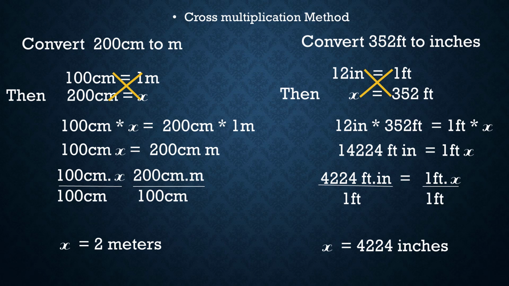After the multiplication, we have 4,224 feet slash inches equals 1 foot x. We can't have numbers and variables all together, so to get our answer we would have to divide each side by 1 foot, and that gives us 4,224 inches.